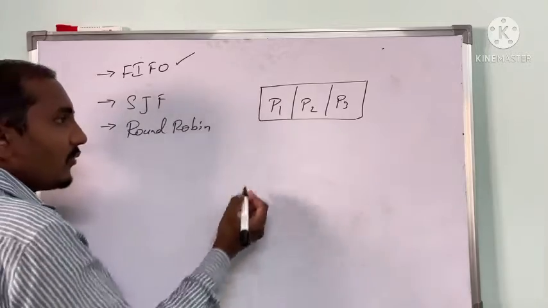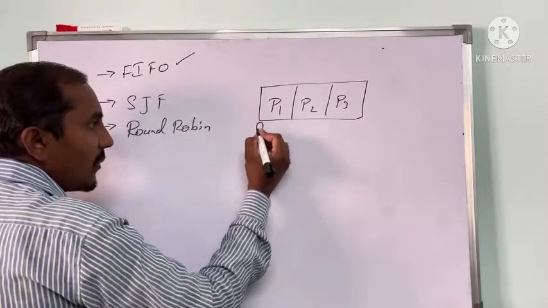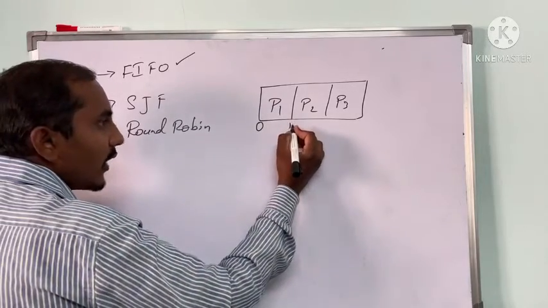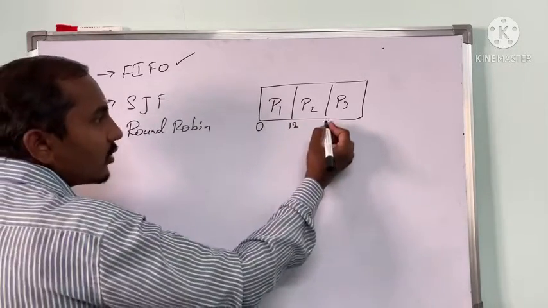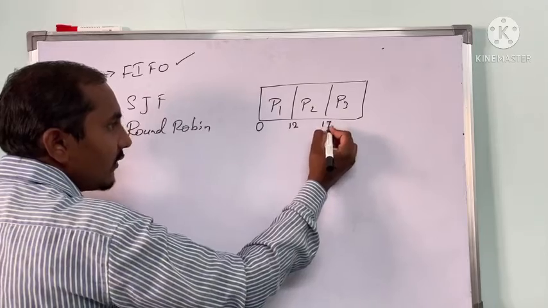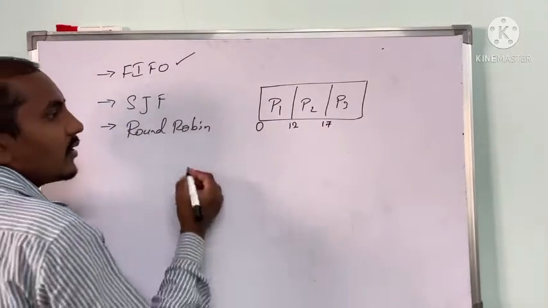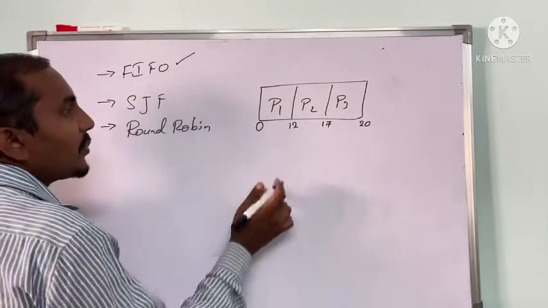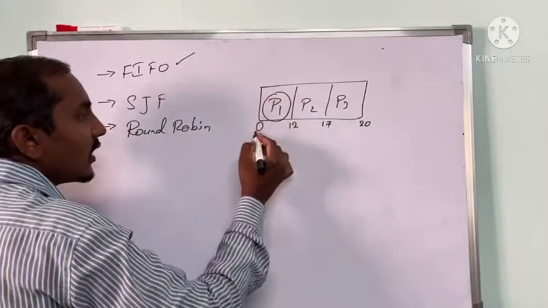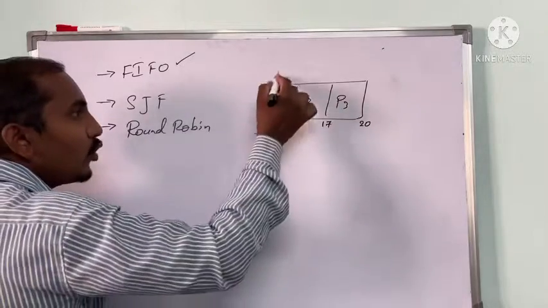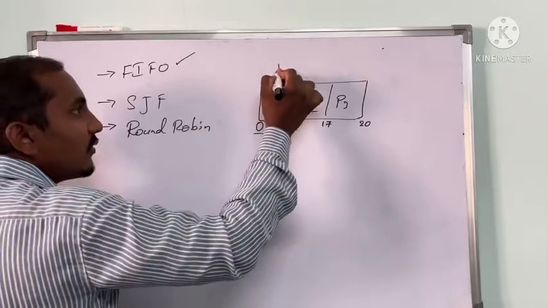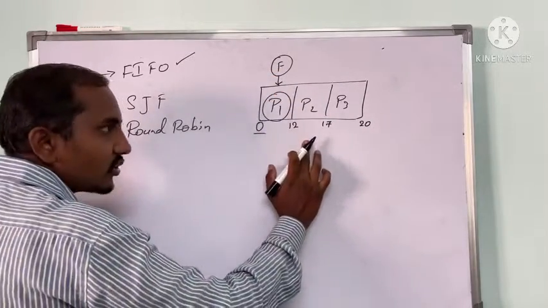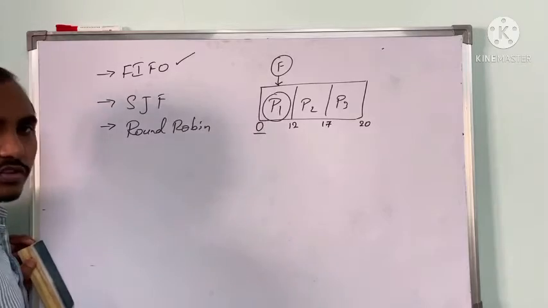Okay, if process 1 has started at 0 milliseconds, and process 2 has started at 12 milliseconds, and process 3 has started at some 17 milliseconds, and say it will end at 20. Now this will represent that this process has arrived at 0 and it is going to be executed first. So this is the first process to come, so this will be executed first. Then we are going to execute process 2 and then we are going to execute process 3.